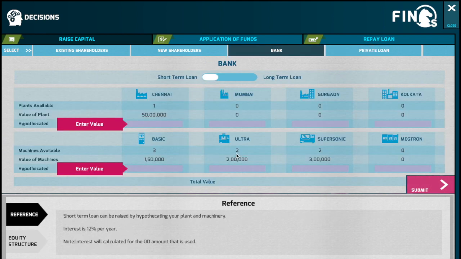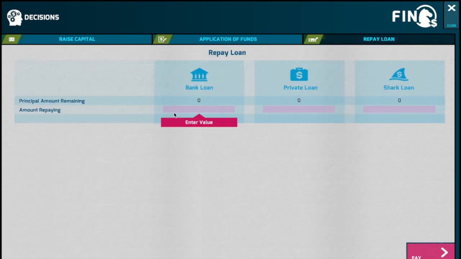You can raise short-term loan from the bank by hypothecating the plant and machines that you have. This amount can only be used to meet all obligatory expenses such as employee salary and taxes. In order to repay the loan that you have borrowed to reduce the burden on the interest rate, you would be in a position to repay the loan by clicking on the Repay Loan tab and entering the amount that you would like to repay, which should be equal to or lesser than the principal amount outstanding.